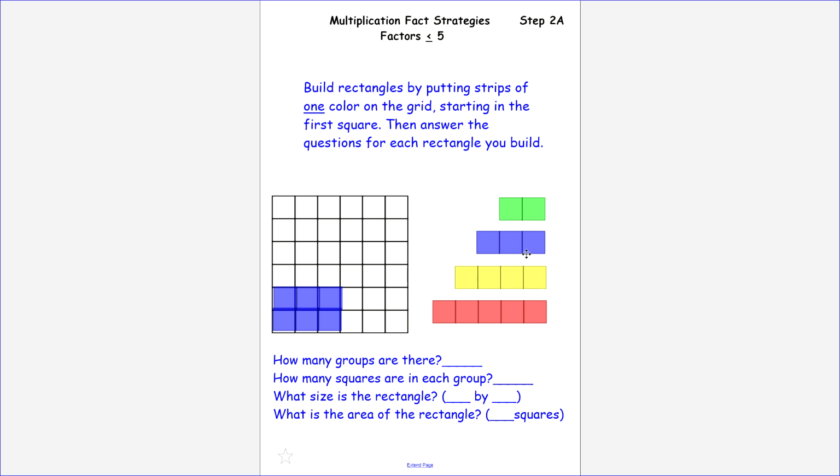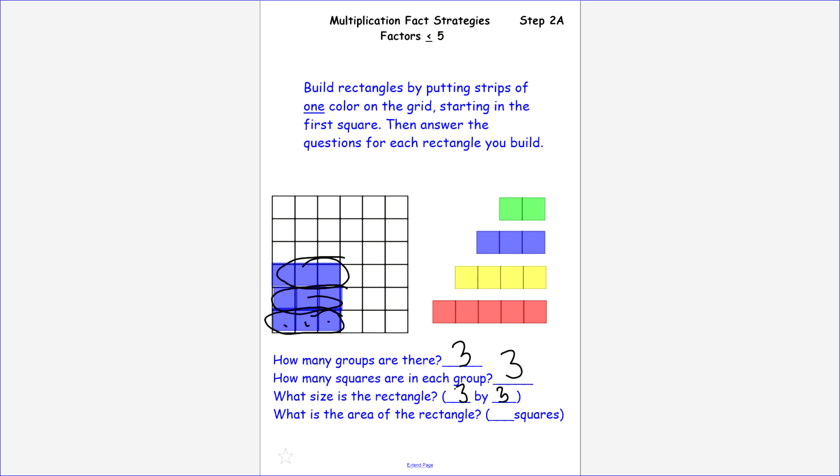Let's go ahead and add another blue 3 strip. And let's think, how many groups are there? 1, 2, 3. 3 groups. And how many are in each group? 1, 2, 3. 3. So this rectangle is a 3 by 3.